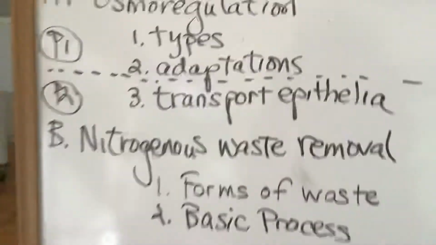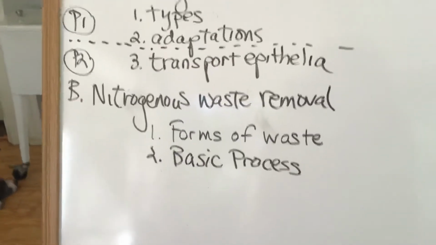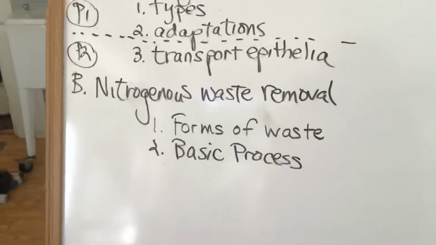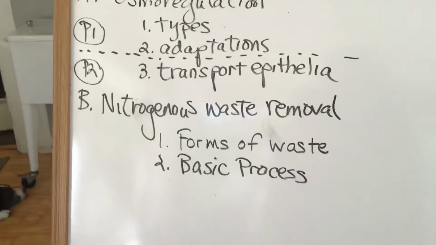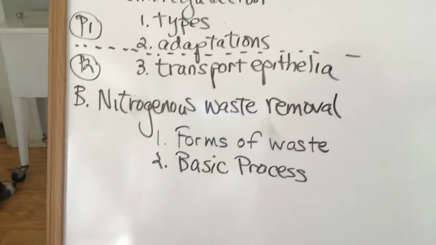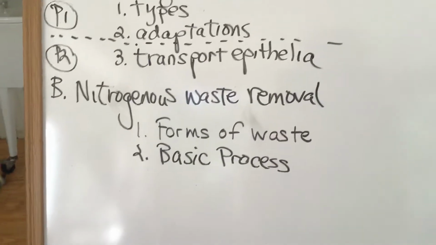Okay, now we're going to move into talking about nitrogenous waste removal. This is basically the excretory systems or excretory process that we've been talking about in other animal groups, and we'll go through those groups again and remind you of what that is, but not right now. For now, let's just talk about the different kinds of waste that can be removed.